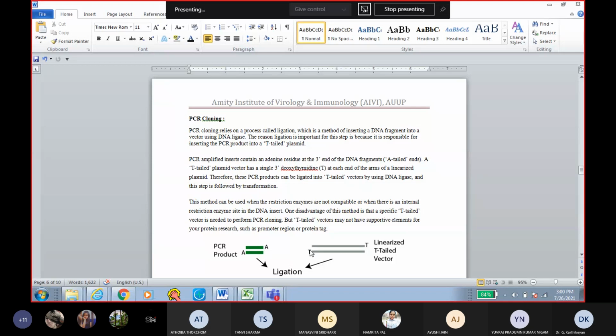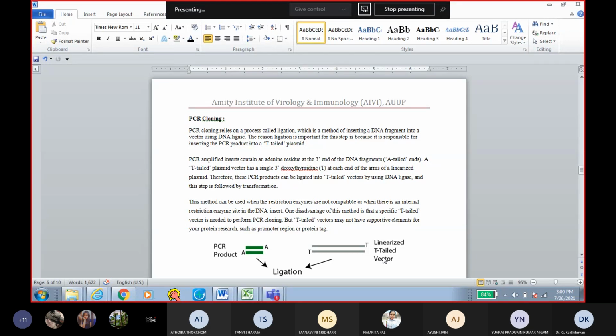There are certain restriction enzymes, not all, but certain ones, that when you use them, you will have a T overhang. Otherwise, these vectors are commercially available. These are called T-tailed vectors.